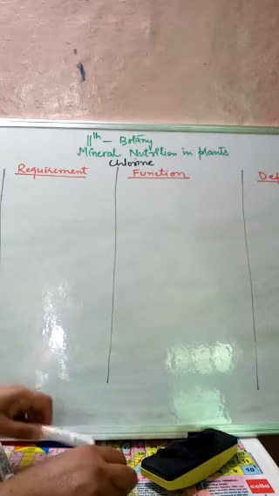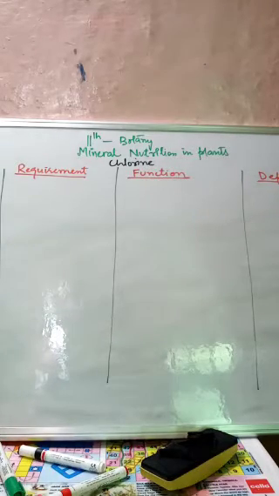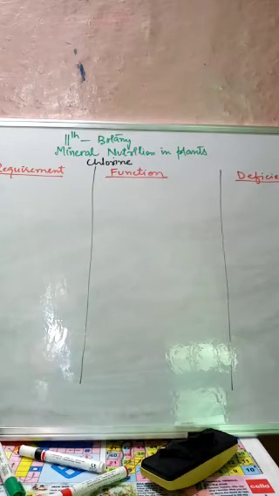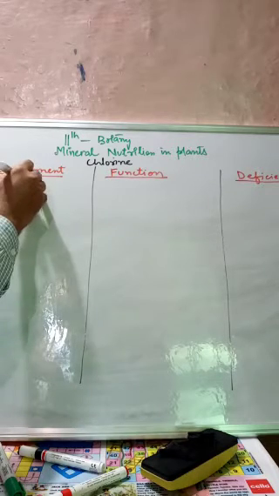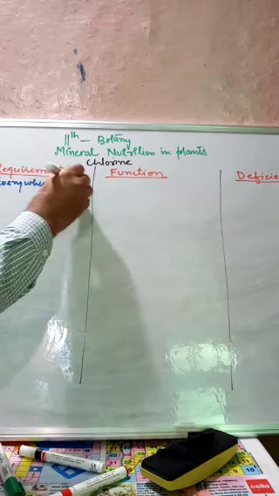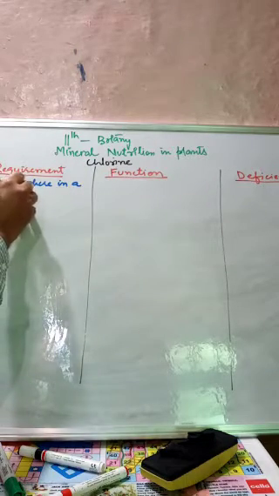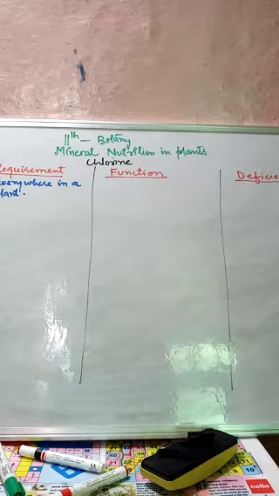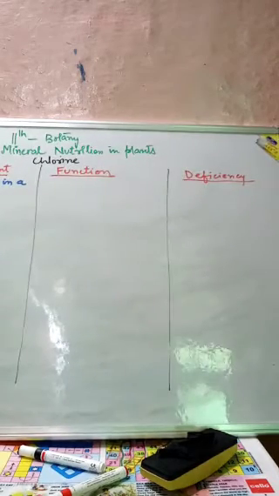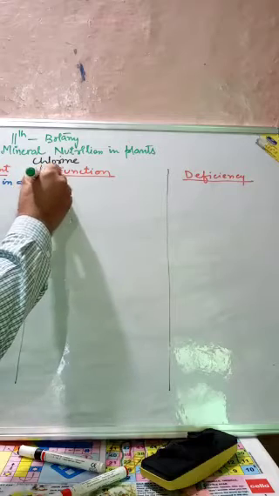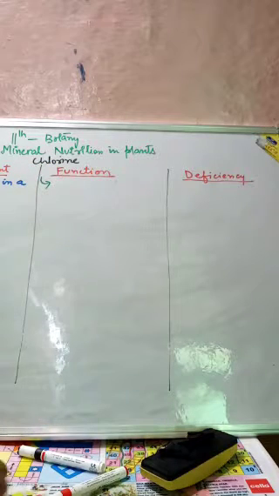Now, where is this chlorine required? It is required everywhere, in every part of the plant. Now, what are the various functions that are going to be performed by this chlorine? Let us discuss one by one. What are the various functions performed by this chlorine?